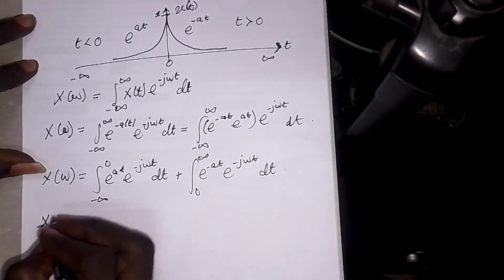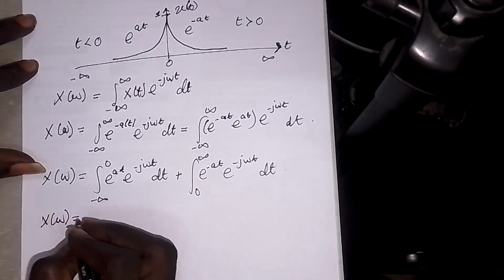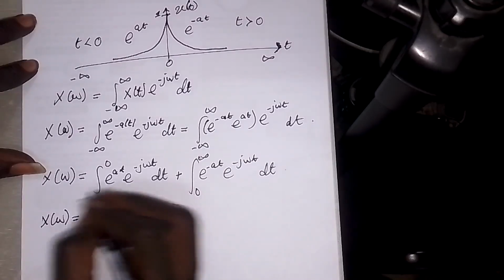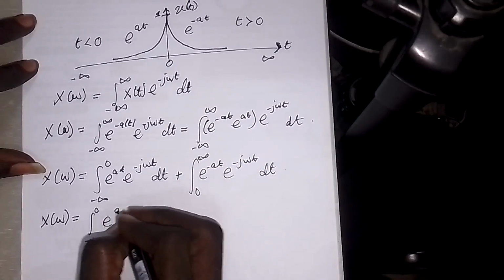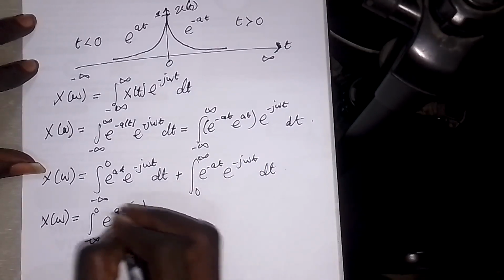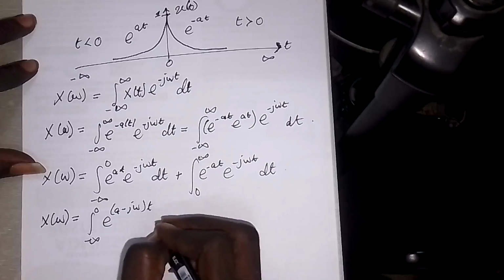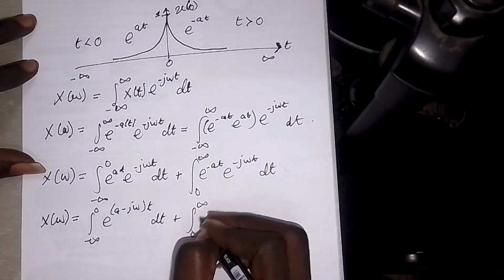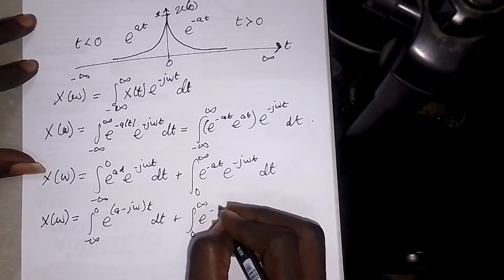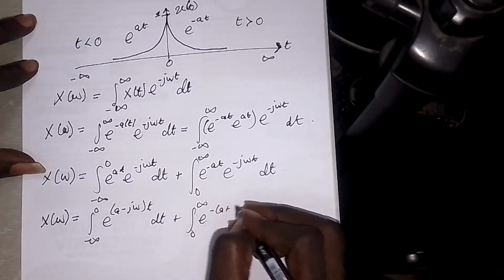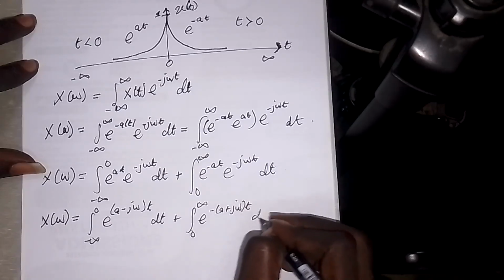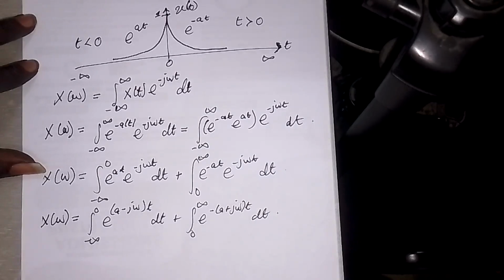So X of omega equals the integral from minus infinity to 0 of e exponent a minus j omega, into t dt, plus the integral from 0 to infinity of e exponent minus a plus j omega, into t dt. Alright, so that's what I'm going to have.